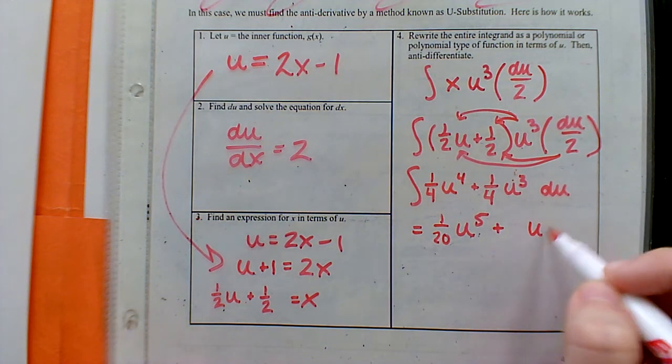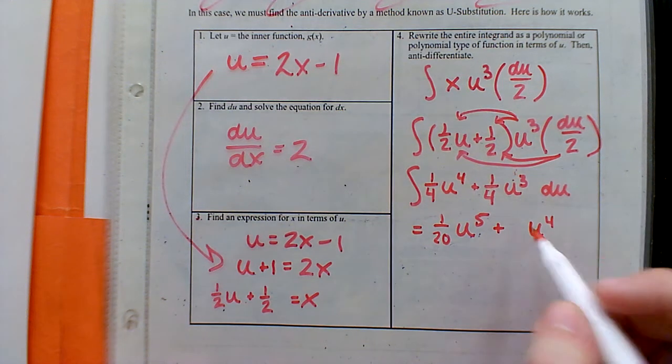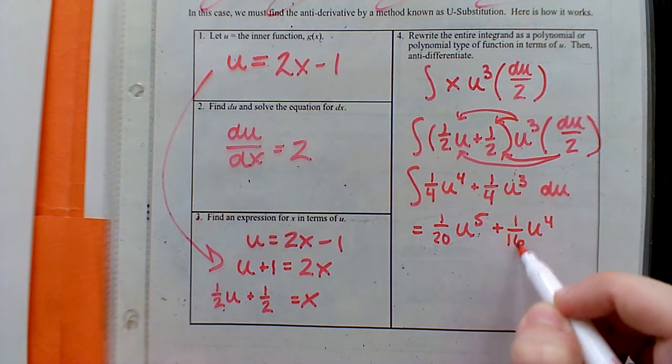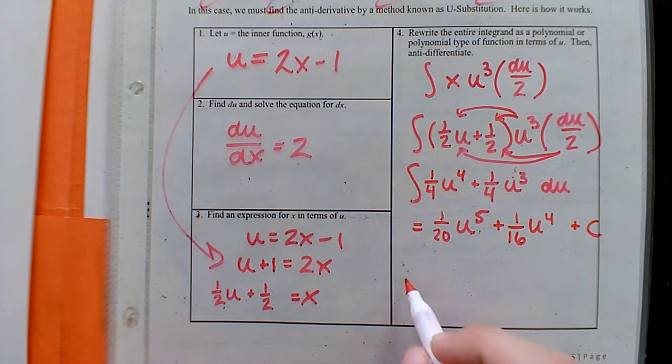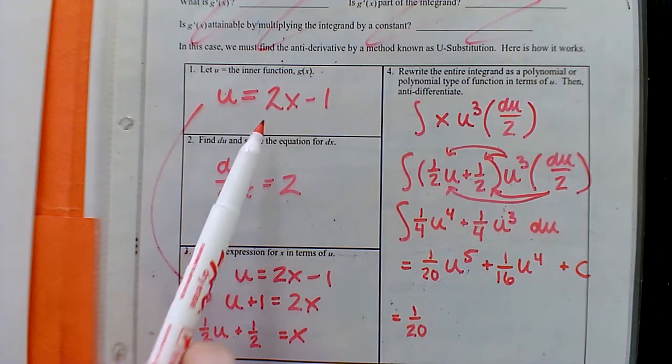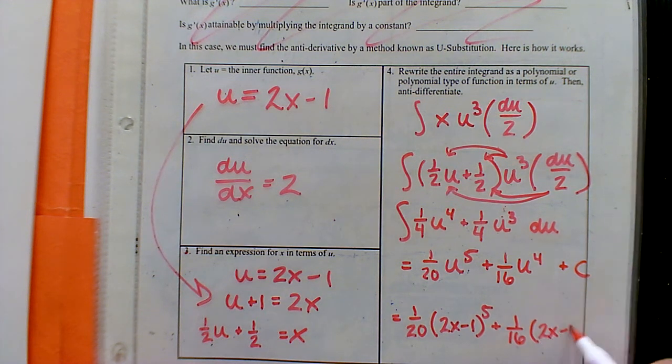Okay, and then let's do the reverse power rule on the next term. We'll add 1 to the power. Divide the coefficient by that new power, we'd have 1 over 16. Let's not forget the plus c. All right, last but not least, we're going to substitute what we let u be, and that was the 2x minus 1. So we need a 2x minus 1 to the 5th power, and then in the second term, we need a 2x minus 1 to the 4th power.